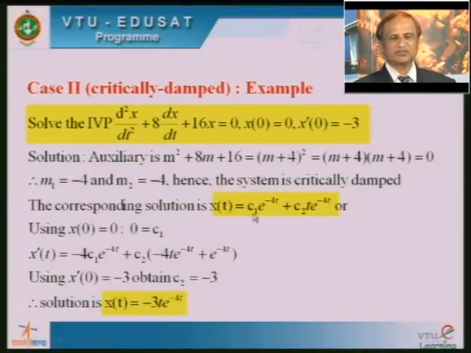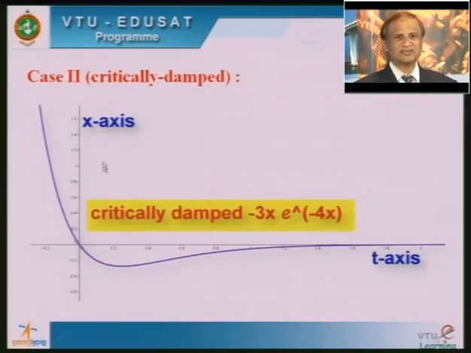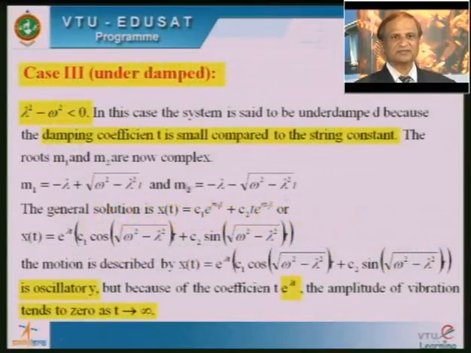So, now I will substitute c1 and c2 in this equation. Finally, what you will get, x of t is equal to minus 3t into e to the power minus 4t, which is the particular solution, right. So, when we draw the graph, I hope I may get a graph like this. Finally, it reaches the equilibrium position, right. So, it will start from above, then it will cross the equilibrium position, then finally it reaches the equilibrium position, right. So, we call it critically damped, right.